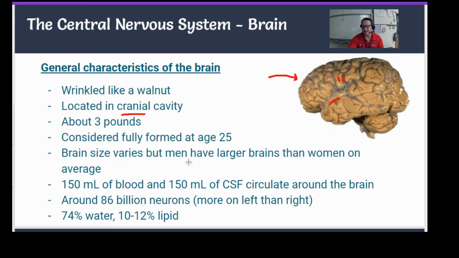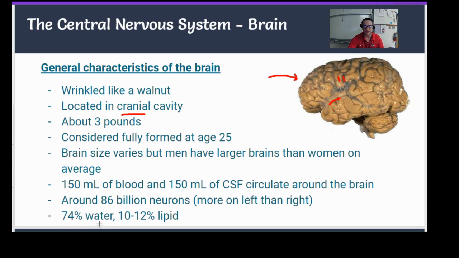Brain size varies. I didn't know this. Men have larger brains than women. Didn't know it. It holds about 150 milliliters of blood and also 150 milliliters of CSF or cerebrospinal fluid. It contains roughly 86 billion neurons. I've seen different numbers. I've seen 100 billion. I've seen 130 billion. I don't know what the right answer is. Just know it's a lot.